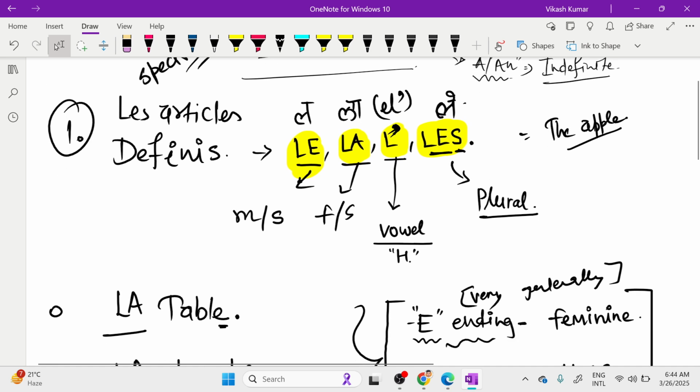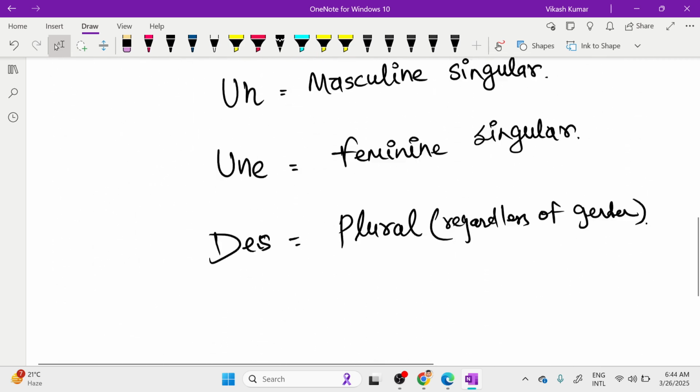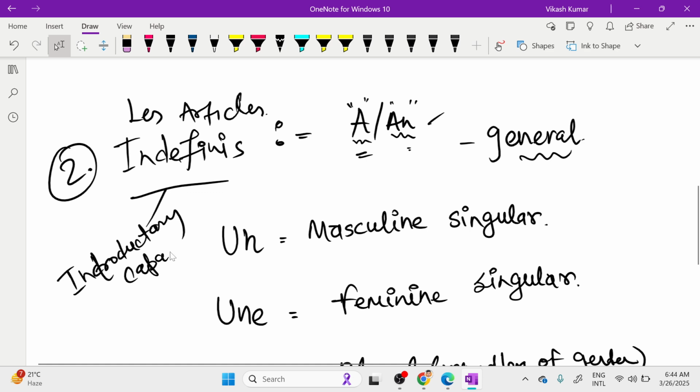And the definite article is not used for an introduction. Once introduced with the indefinite article, you can go with the definite article. So the very first time you are introducing some noun in the sentence, it is used with an indefinite article, in its introductory capacity. After that, go with the definite article.